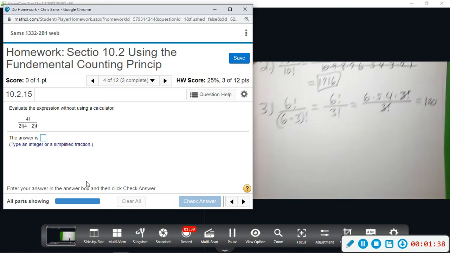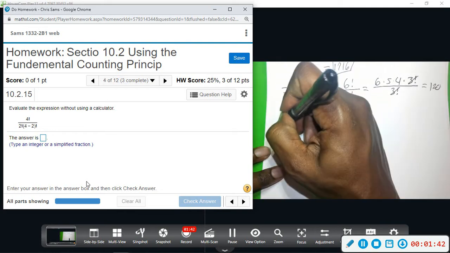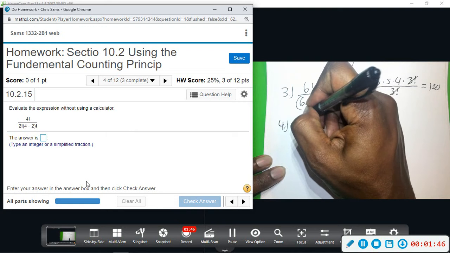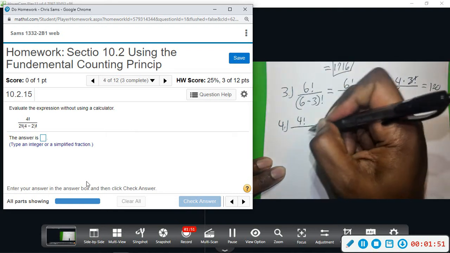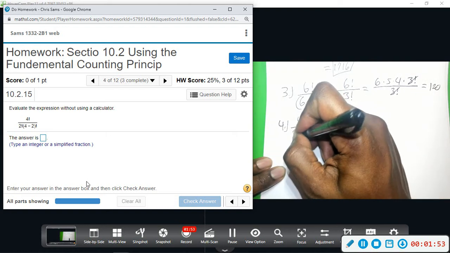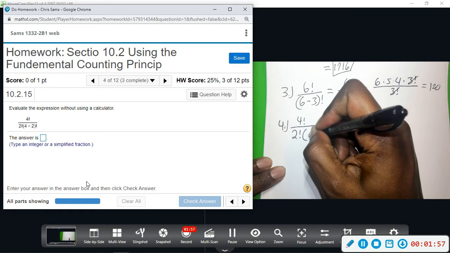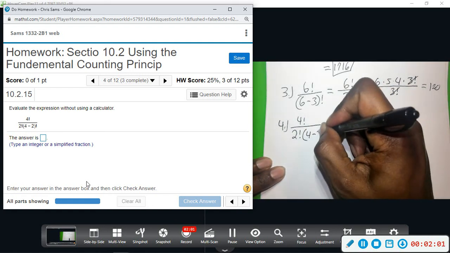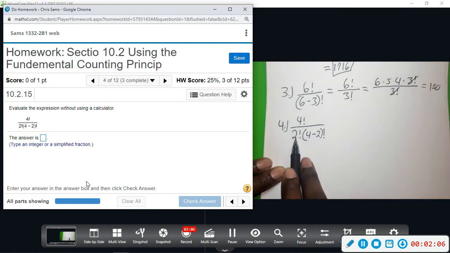Number 4. So similar, we have an extra value on the bottom. On the top we have 4 factorial, and then we have 2 factorial, and this is times (4 minus 2) factorial. So here's what we get. We're going to subtract 4 and 2.